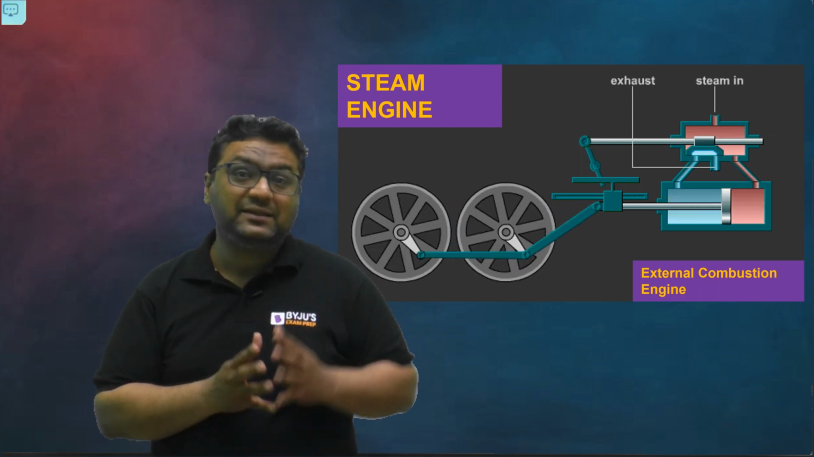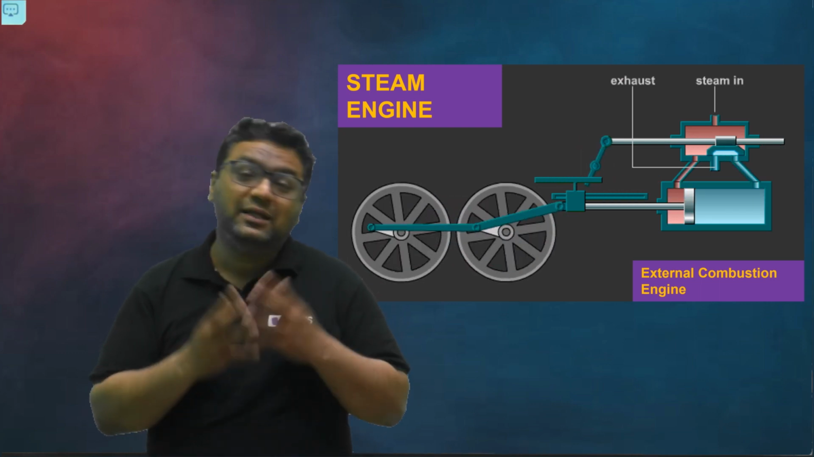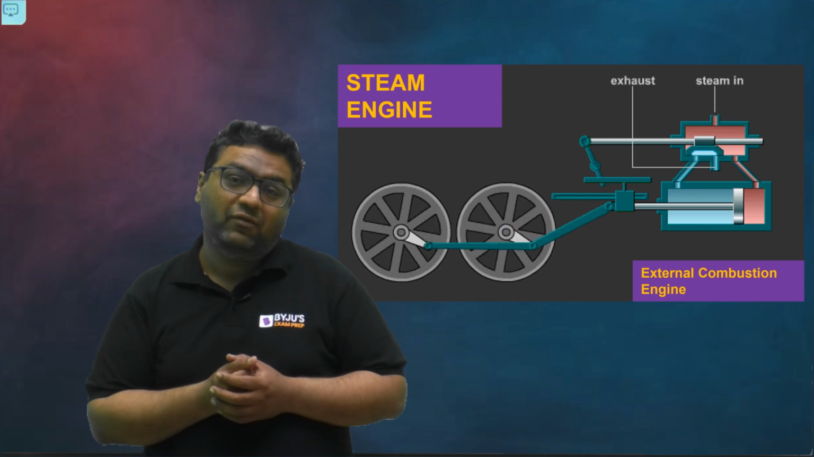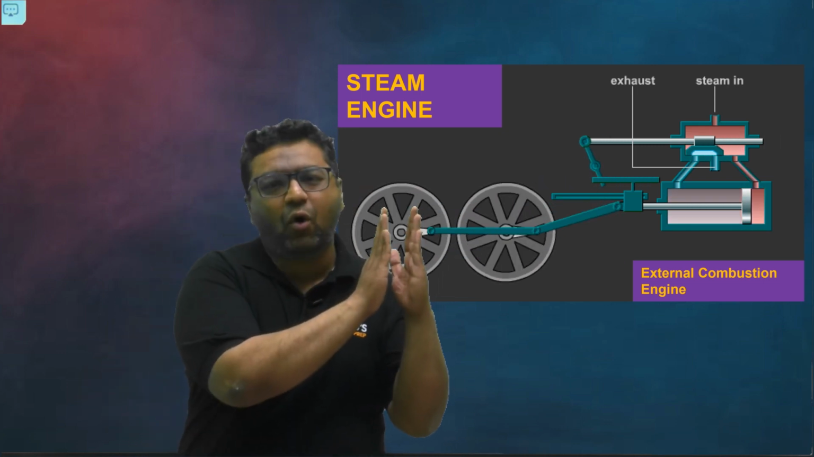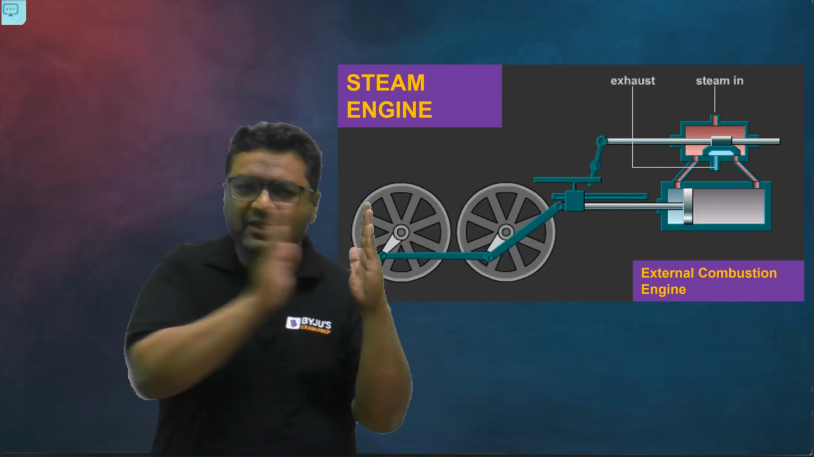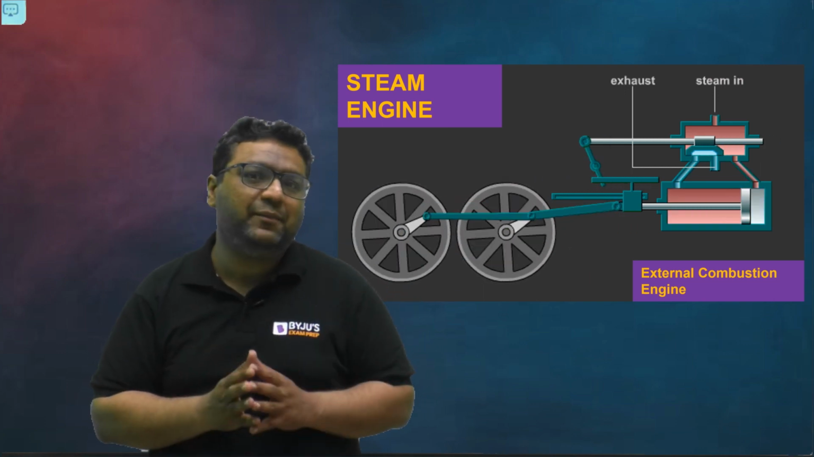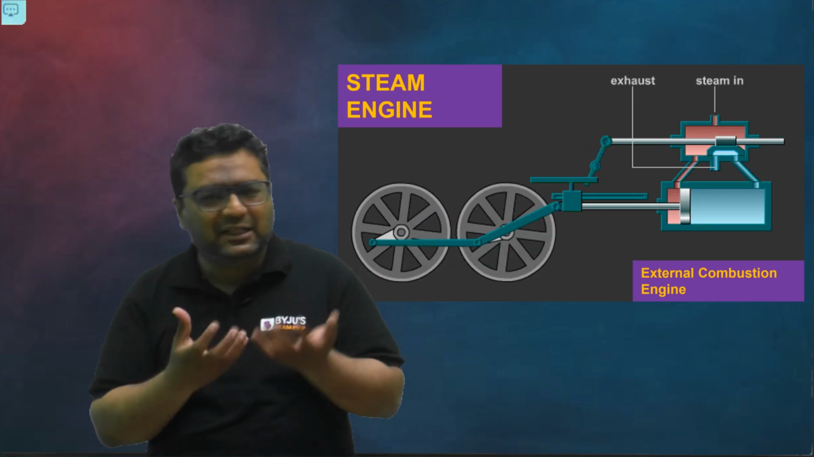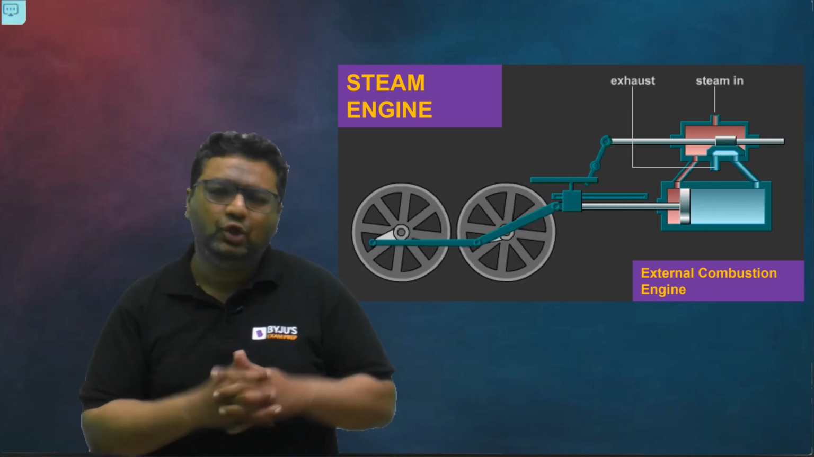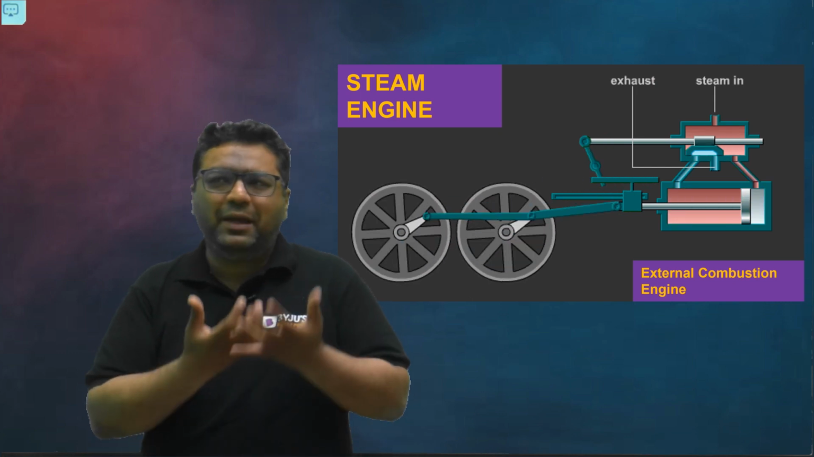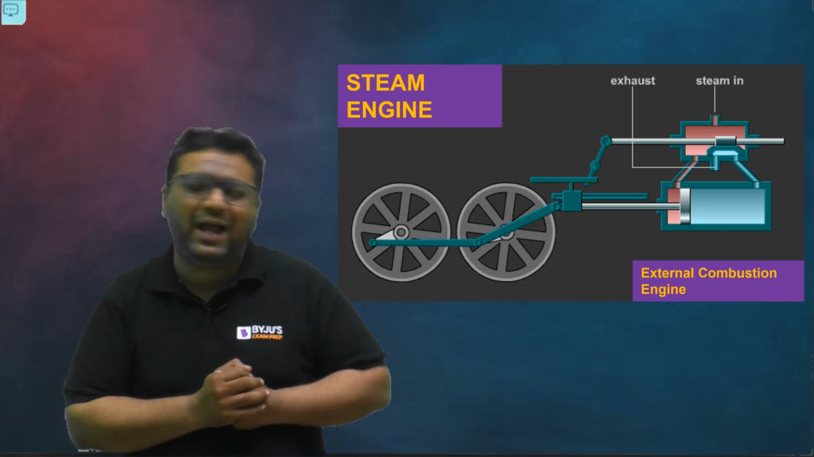But here we are saying double acting means it is going to provide power when the piston is going towards the end of the cylinder wall or coming back. So in both ways you will be getting the power stroke. That is why the name is double acting. And it is a steam engine, because here you are not using petrol or diesel as a fuel, you are using steam.